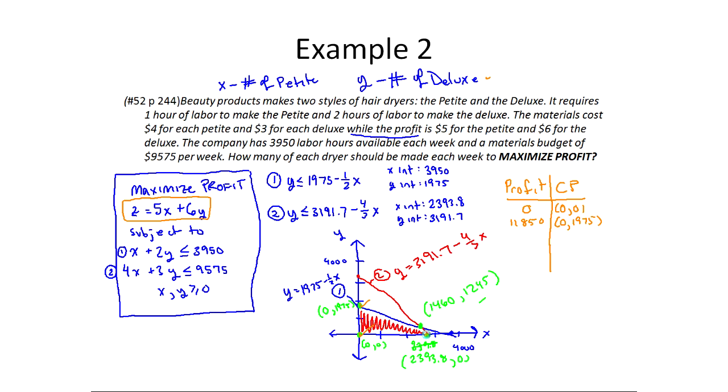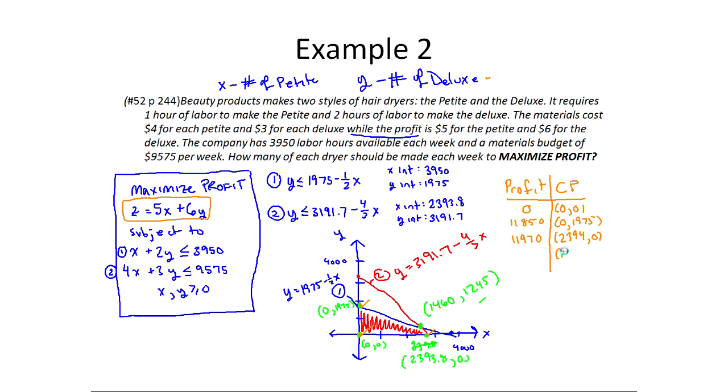Okay, the next corner point I'll try is this one right here. This would be where we're making approximately, and so I'll put the approximation since we can't have really decimals, 2394, comma 0. So we're making just 2,300 plus, so almost 2,400 of the petites. And so if I plug that in for x and y with my z, I get 5 times 2394 plus 0 times 6. So I just end up with 11,970. So it's slightly increased. So it's a little bit better to make only petites.